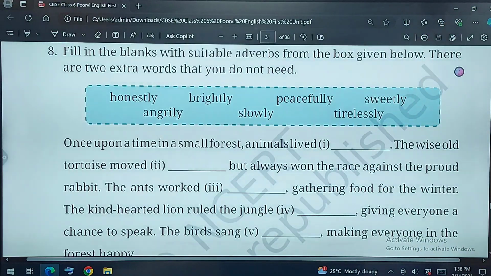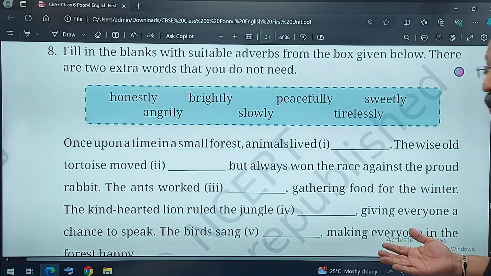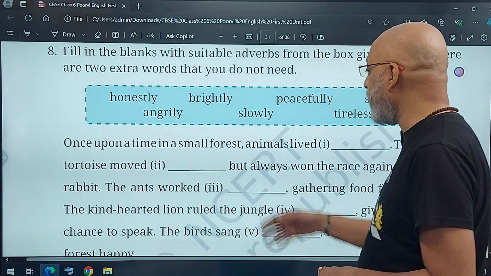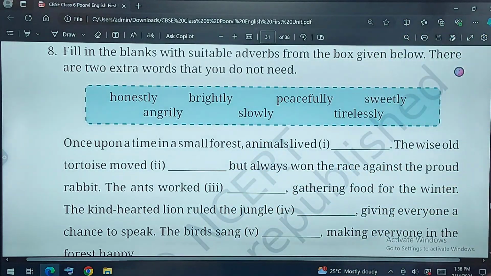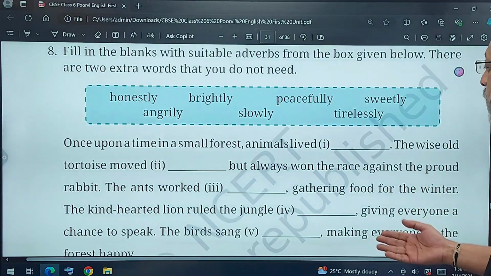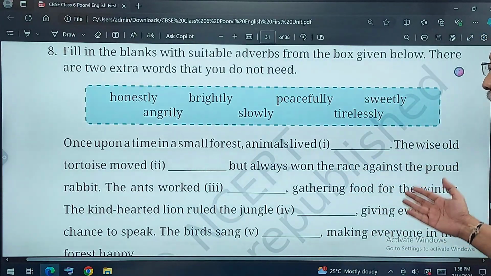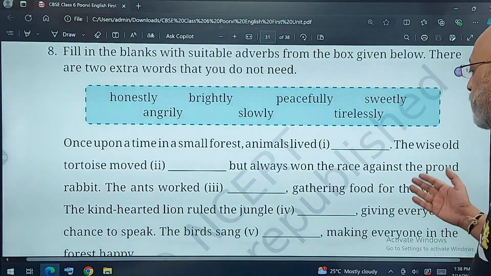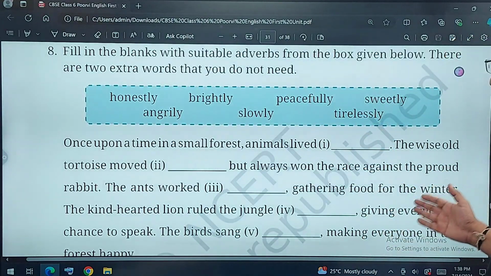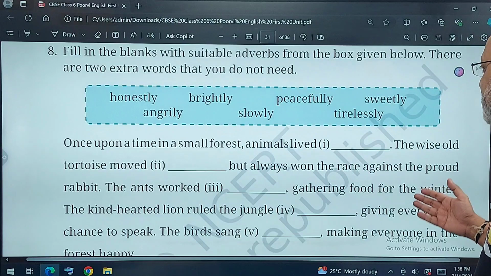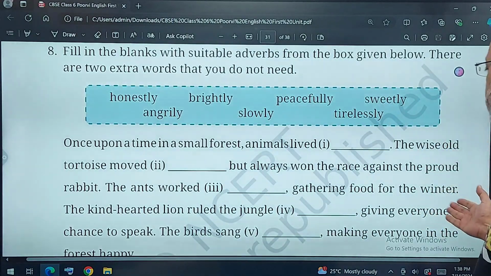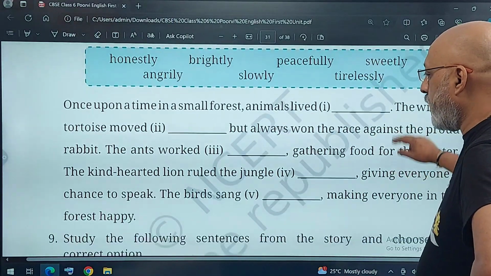Once upon a time, in a small forest, animals lived peacefully. The wise old tortoise moved slowly. The tortoise, you know it for a fact, कि वो धीरे धीरे चलता है, slowly, but always won the race against the proud rabbit. The ants worked tirelessly, okay, without getting tired, gathering food for the winter. The kind-hearted lion ruled the jungle honestly, giving everyone a chance to speak. The birds sang sweetly, making everyone in the forest happy. Okay.